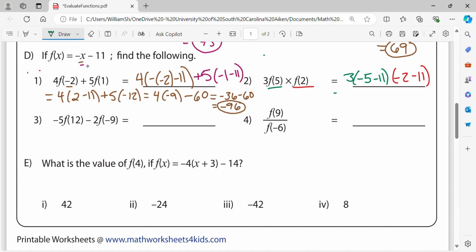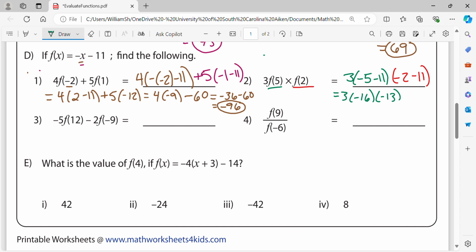Now let's simplify the whole thing. Okay, simplify the parentheses first. Negative 5 minus 11 gives us negative 16. And then negative 2 minus 11 gives us negative 13. Okay, now we just need to multiply 3 times 16 times 13. Now notice I dropped the negatives off because negative 16 times negative 13 gives us a positive number. So those two negatives cancel each other out, so we're essentially just multiplying 3 times 16 times 13.